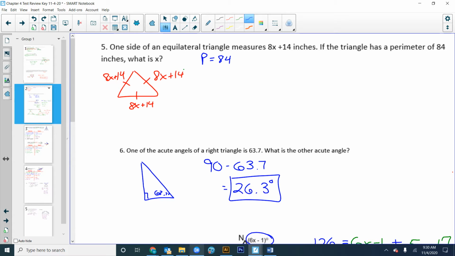Yeah, you set one side equal to the perimeter, whereas the perimeter is really 8x plus 14 plus another 8x plus 14 plus another 8x plus 14. It takes 3 of those added up to equal 84, doesn't it? Did anyone set 8x plus 14 equal to a third of 84? What's a third of 84?